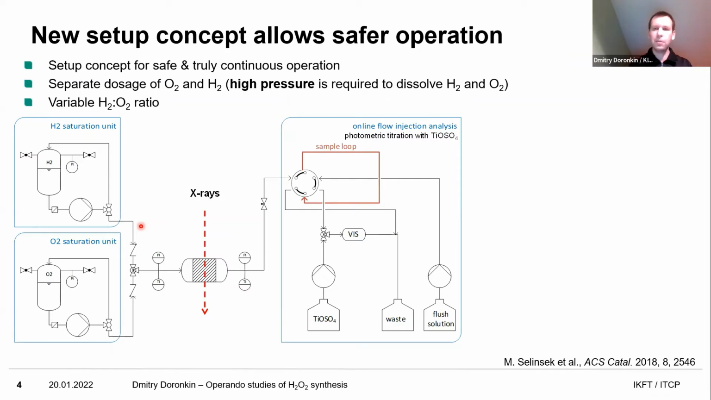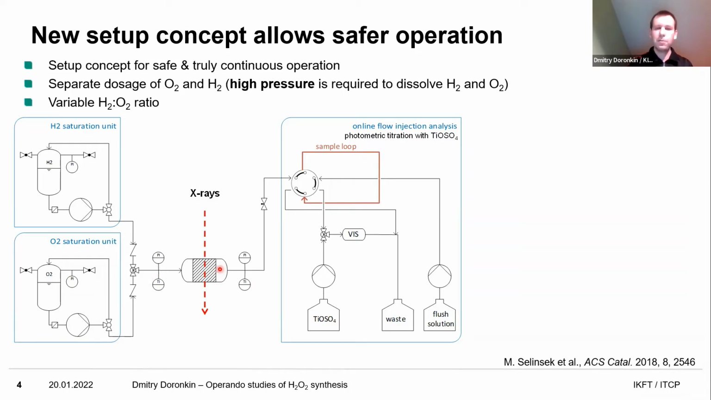We anyway need to dissolve them. So we made a setup with two saturation units, for the hydrogen in a liquid in a separate container, and then oxygen in a liquid in a separate container. And when pumping the liquids together, mixing them, we have a mixture in water. For the first experiment, we had water as the most harmless solvent, and then hydrogen with relatively high concentration and oxygen with relatively high concentration.